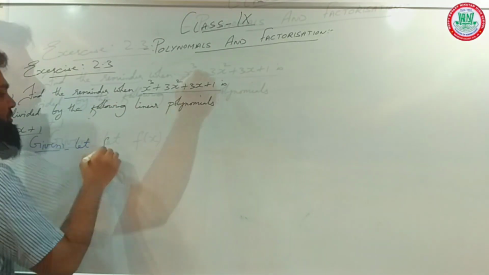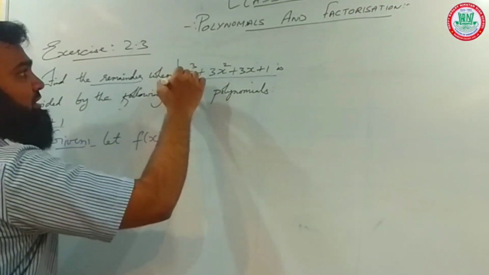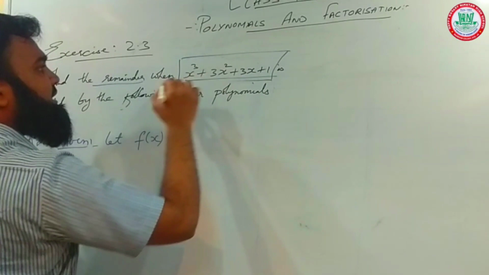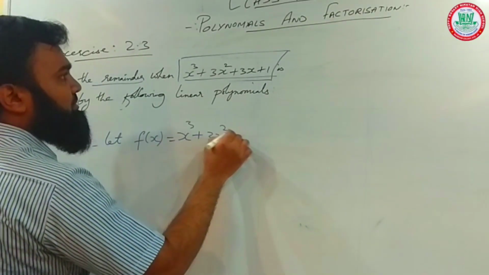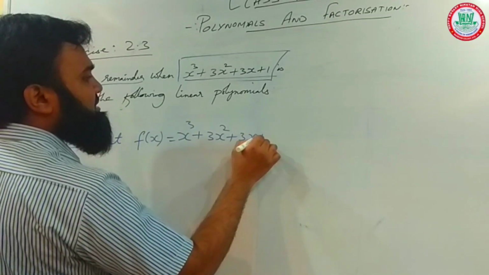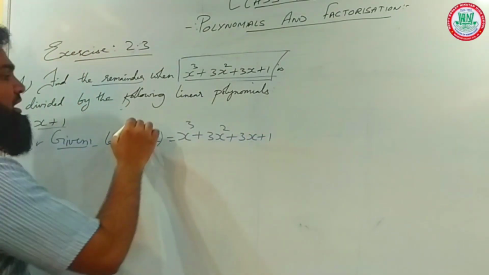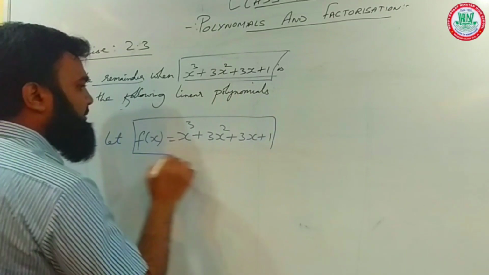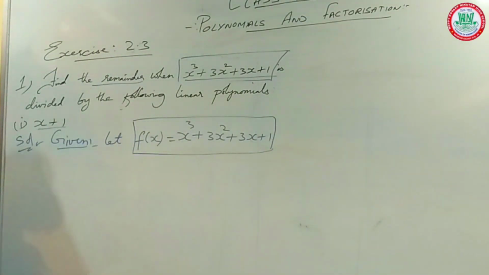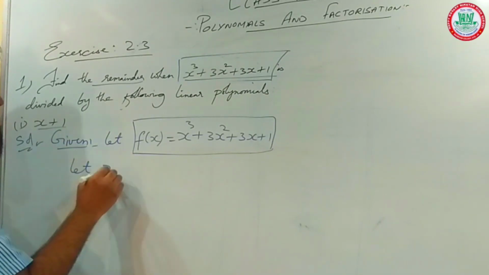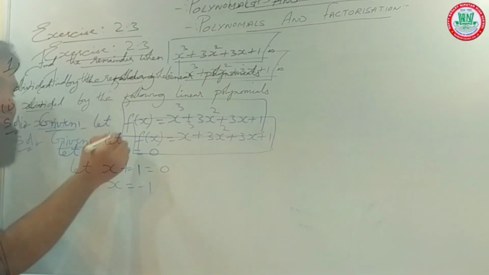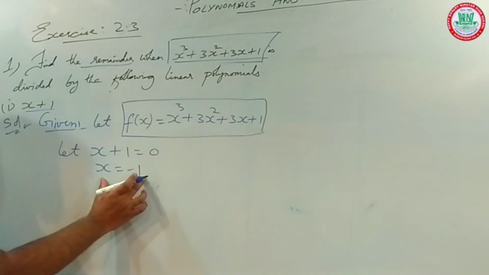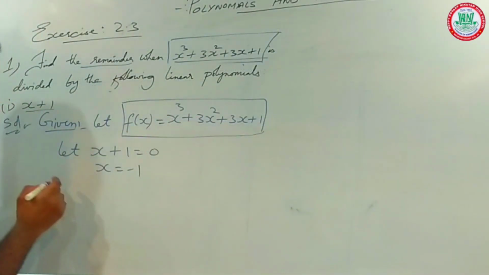Let f of x be the polynomial equation which is given in the question. I have to take it as x cube plus 3x square plus 3x plus 1, and assume it as f of x. Now it is divided by the following linear polynomial. Second polynomial: let x plus 1 is equal to 0. So x is equal to minus 1. Put this value x is equal to minus 1 in this equation.